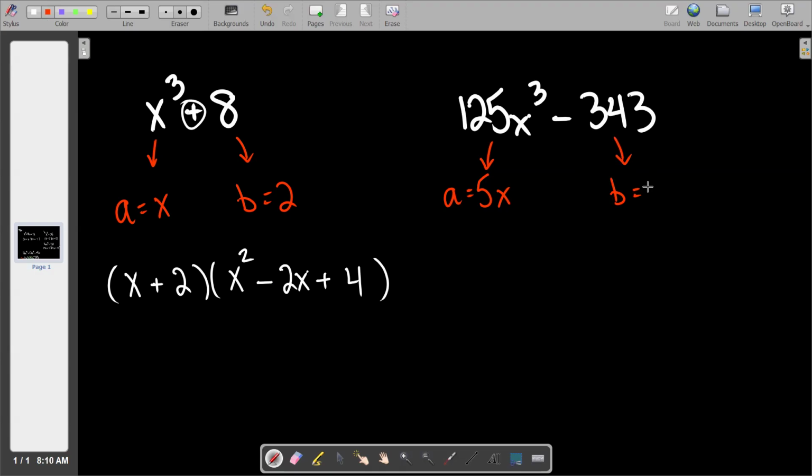216 is 6. 343 is 7. Again, if you memorize those, great. If you don't, no harm. But there we've got our A and our B. Critical. And then we build our shells.